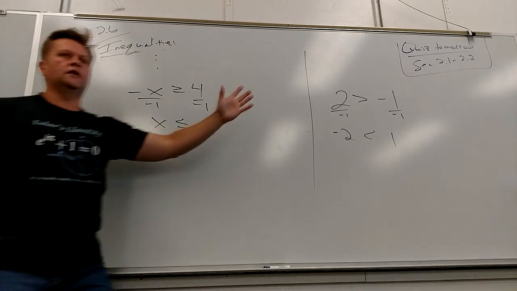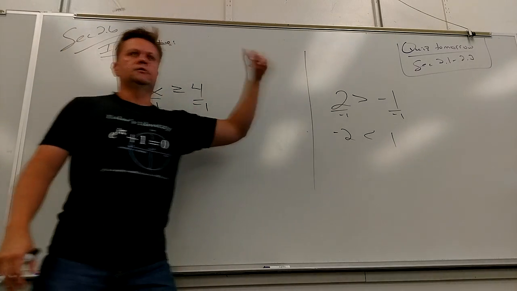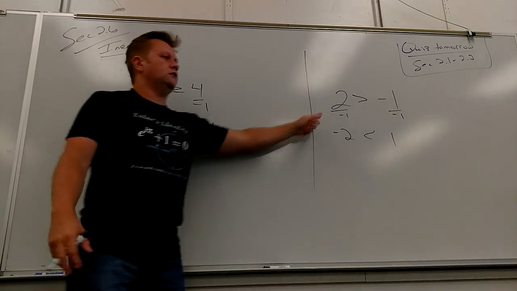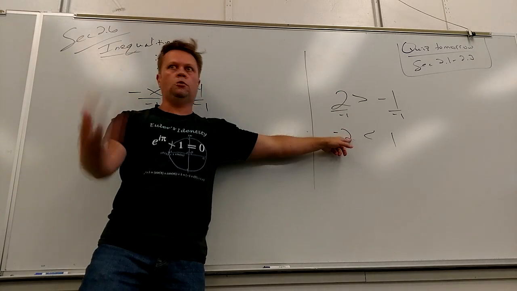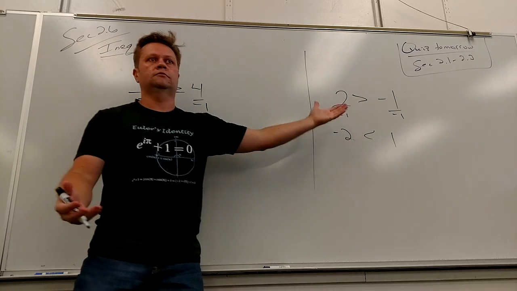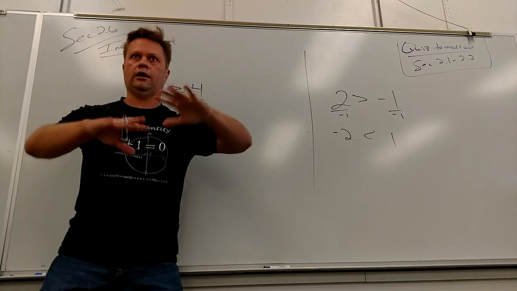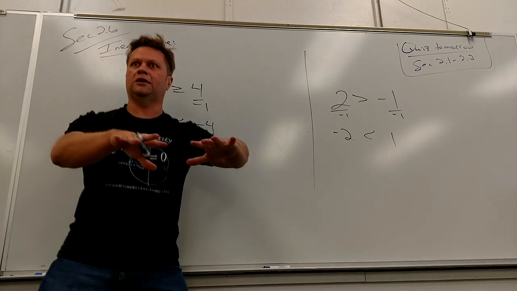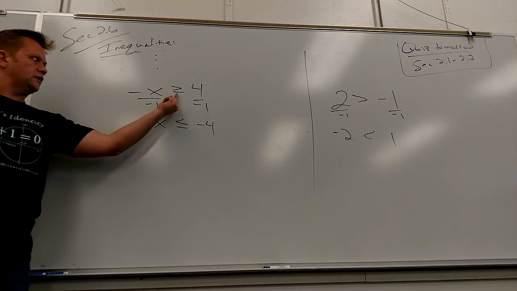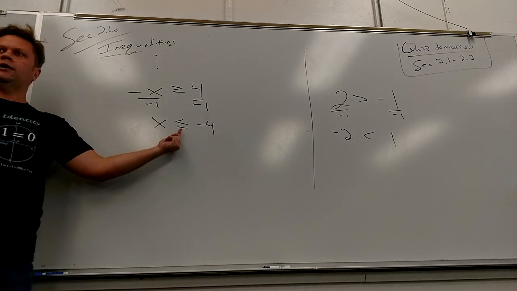Why? I love this. Why? Because. I don't have to explain, because that's just how numbers work. So that's the one time I can just say, because. That's how numbers work. I can't explain it further because that's the base explanation. You just have to remember, when do I flip the sign? It's when I divide or multiply by a negative.